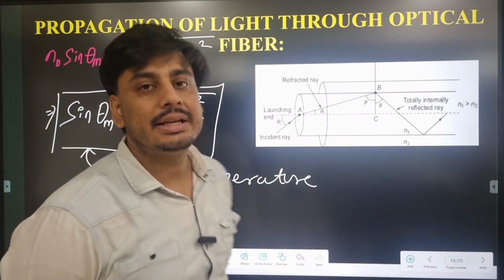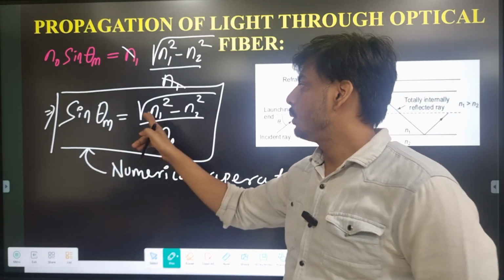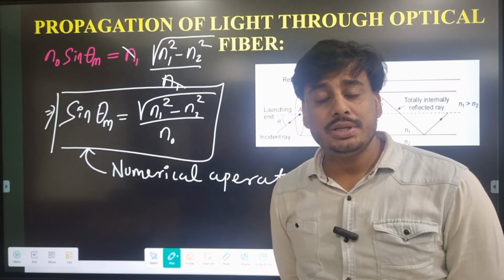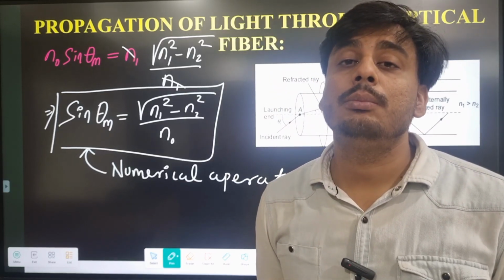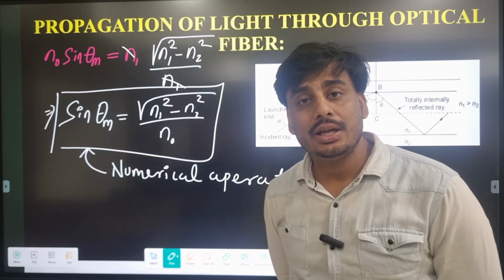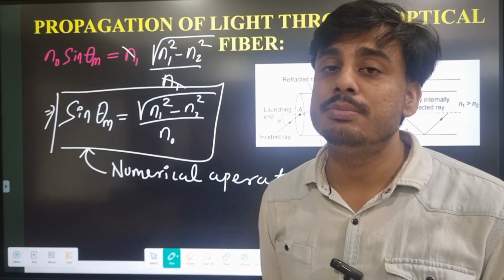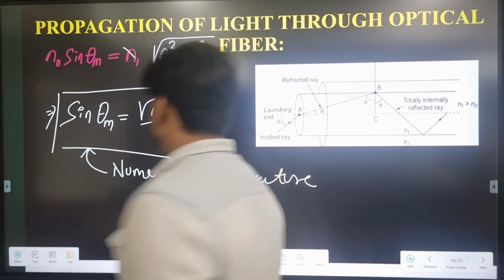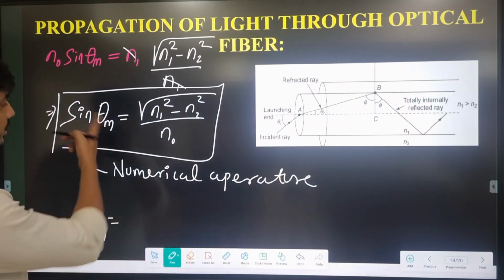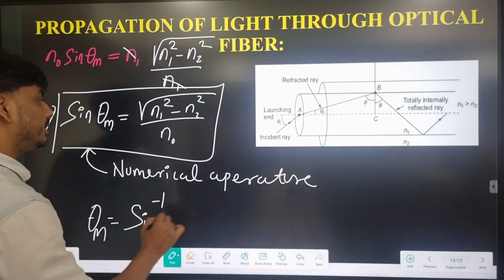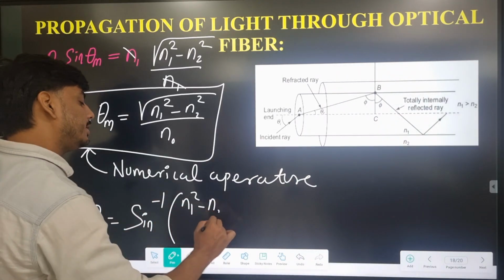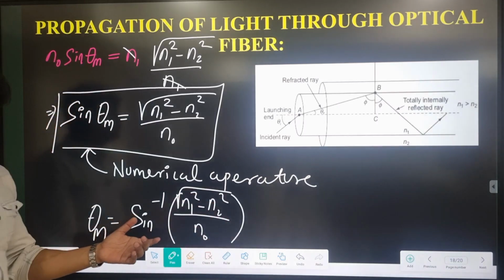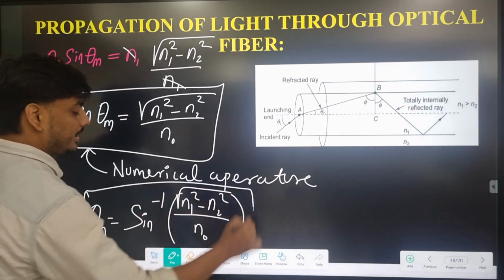Numerical aperture: sin theta m, that is the maximum value, equals the square root of n1 square minus n2 square, divided by n0, is known as numerical aperture. What is numerical aperture then? Numerical aperture is nothing but the capability or ability of accepting light by the optical fiber. How much light it can accept. Then we have to find theta m. So theta m equals sin inverse of the square root of n1 square minus n2 square, divided by n0. Clear? So this is the expression for acceptance angle theta m.